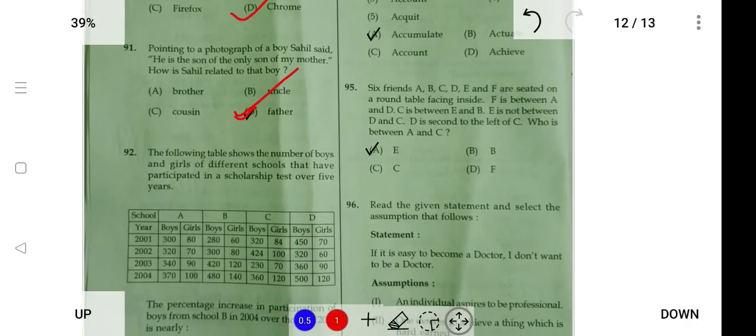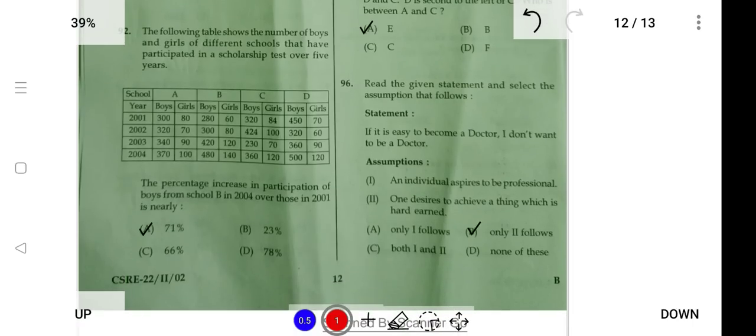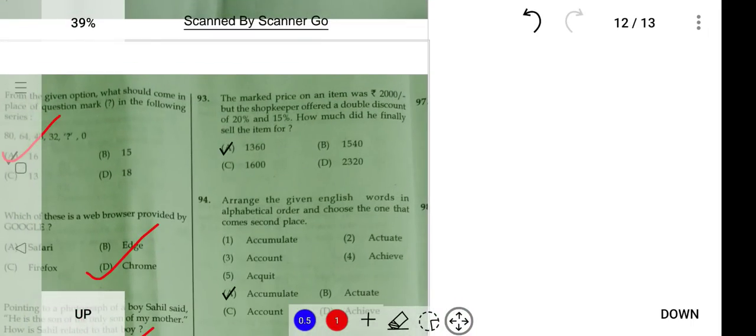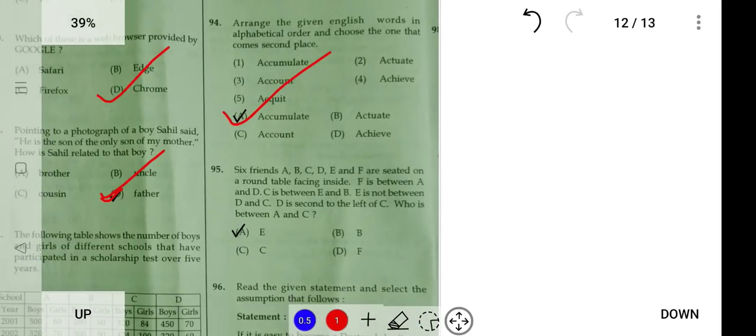The following table shows the number of boys and girls of different schools. So the percentage increase in participation of boys from school B in 2004 over 2001 is 71%. The market price of an item is 2000, but the shopkeeper offered a double discount. So it is 1360. Arrange the following English words and show the one that comes second. So the answer is accumulate. Arranged in dictionary order, the word that comes second is accumulate.